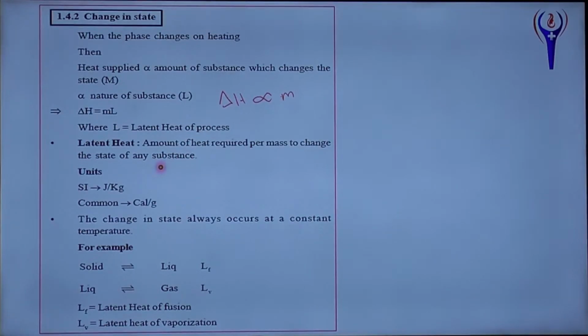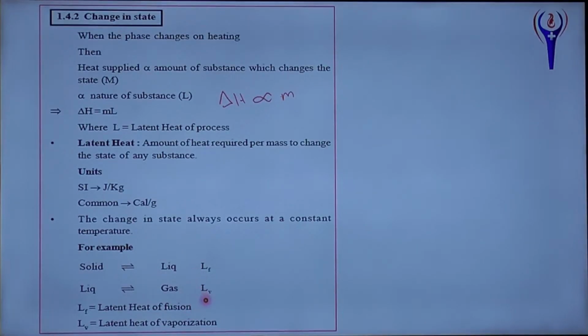At that time, the temperature is maintained constant and heat energy is continuously supplied to the substance. Change in state always occurs at a constant temperature. For example, solid gives liquid. That is latent heat of fusion. And liquid gives gas. That is latent heat of vaporization.